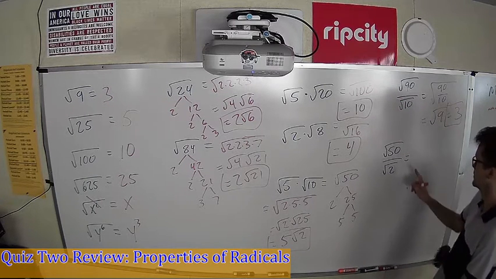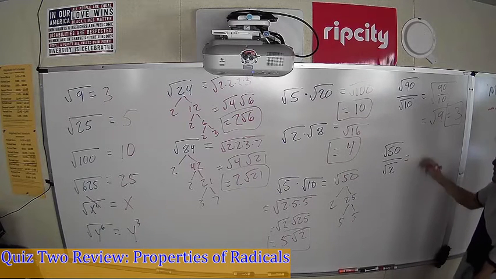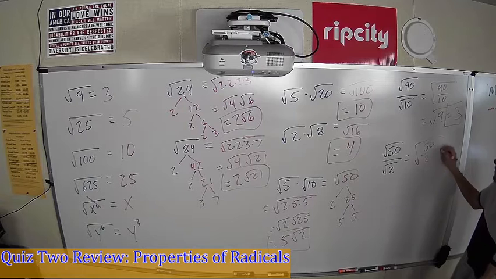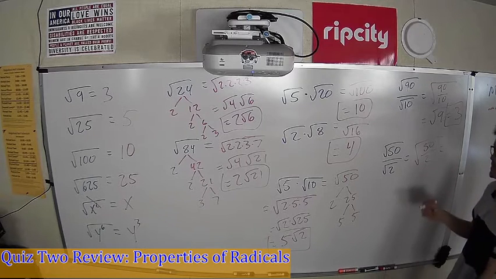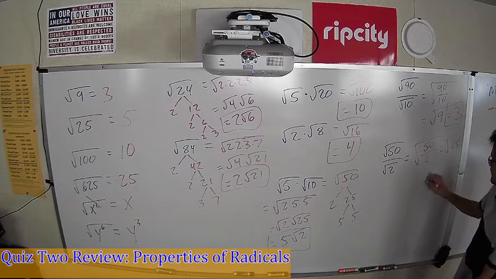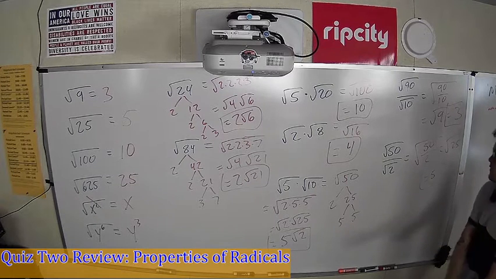Cool. Last one. Square root of 50 divided by the square root of 2. Let's approach it the same way. Underneath the radical, 50 over 2. Half of 50 is 25. So we end up with the square root of 25, which is just 5.